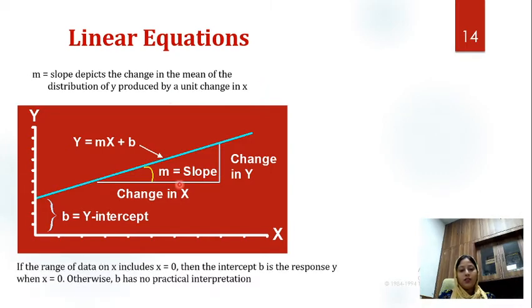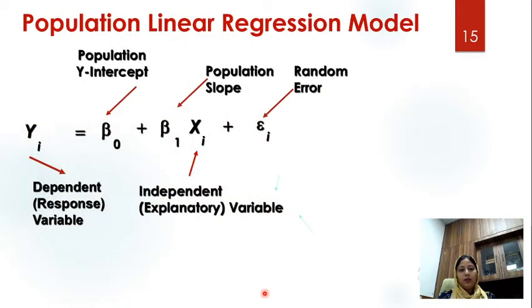If the range of the data on x includes x equal to 0, then the intercept b is the response y when x is equal to 0. Otherwise, b has no practical interpretation. Population linear regression model: yi, where yi denotes the ith dependent or response variable, is equal to the population y-intercept beta naught plus the product of beta 1 with xi. xi denotes the ith explanatory variable. Beta 1 is the population slope, plus the random error.